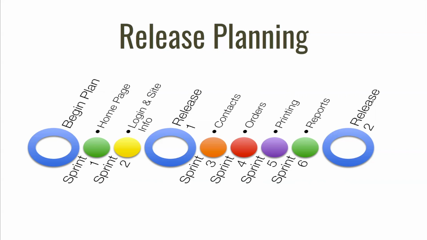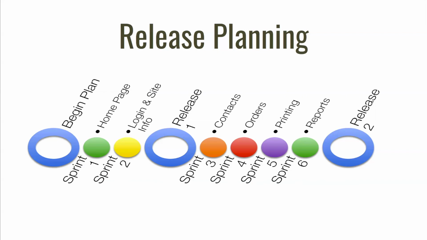Some of it's on dependencies. Obviously, you can't have orders and printing if you don't have a home page, if you don't have somewhere to go, if you don't have a site that's set up. So there's some dependencies, but you're trying to minimize and separate all the dependencies as much as you can to make them their own units and to make them small enough that I can release on an iterative basis.